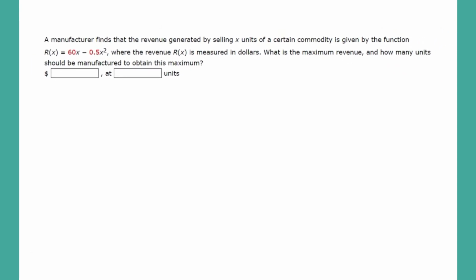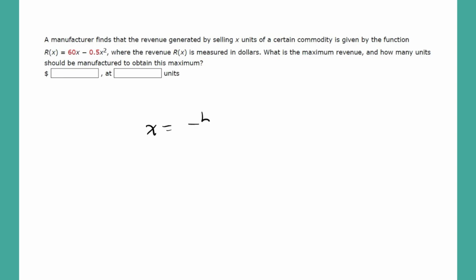All right, the last problem is very similar. They give you a manufacturer finds that the revenue generated by selling x units of a certain commodity is given by this function, the revenue function, and it's measured in dollars. What is the maximum revenue and how many units should be manufactured to obtain this maximum? Similar to the previous problem, the quadratic term is negative, which means it's going to open downward, which means it has a maximum value, which represents the maximum revenue in dollars. So that's what we need to find.